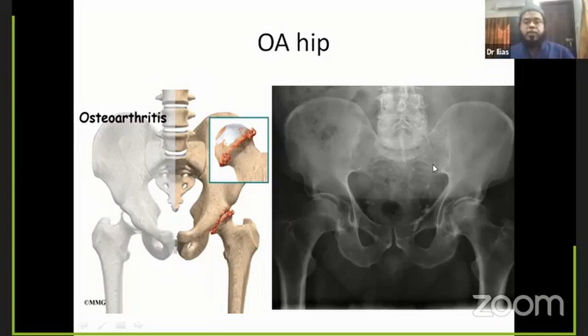And this kind of osteoarthritis of the hip joint will produce pain within the hip joint itself, and that will be felt over the entire aspect of the hip joint purely.